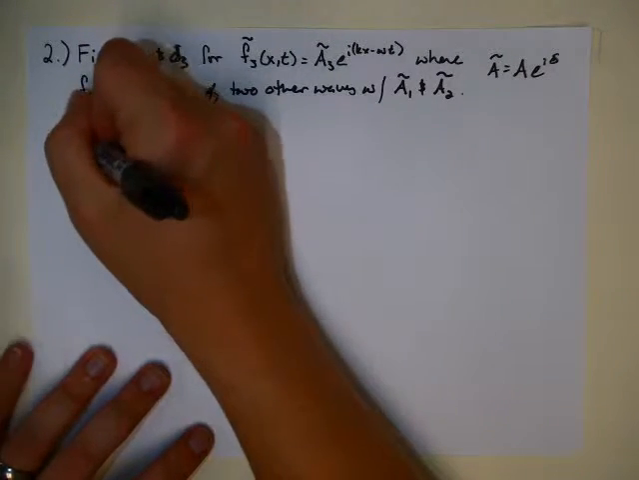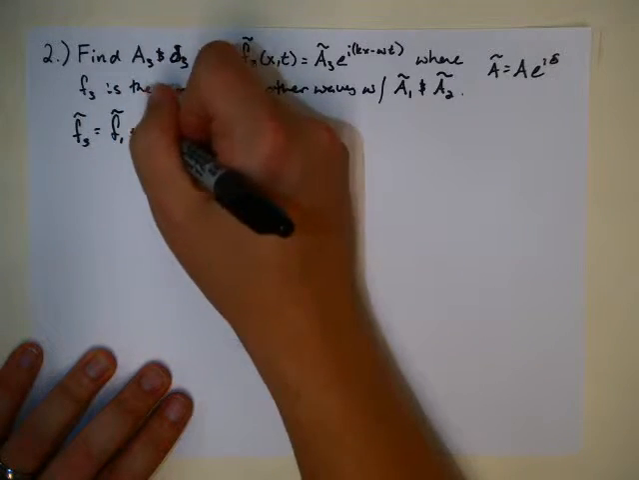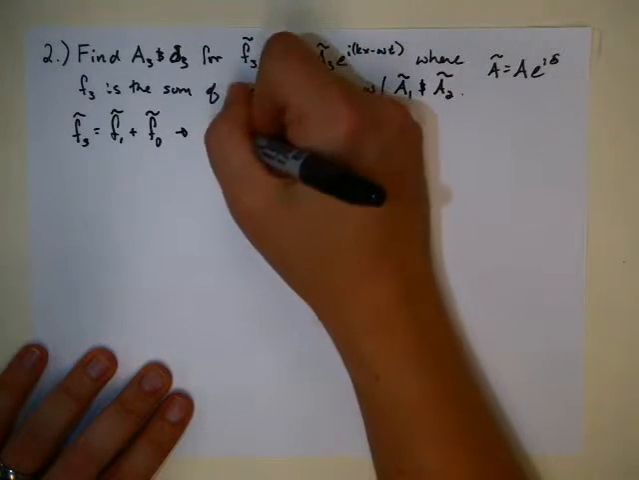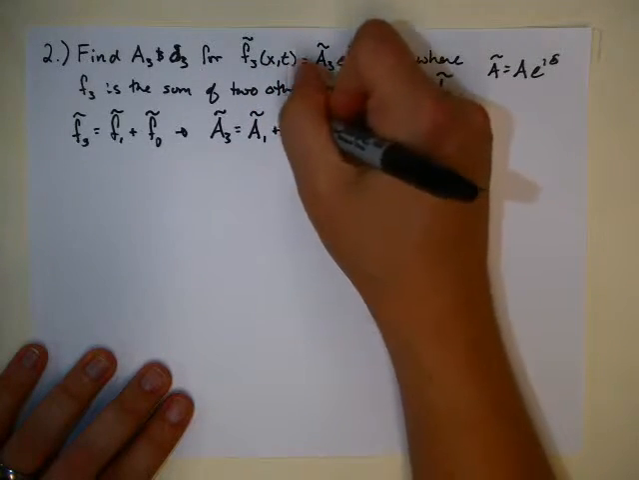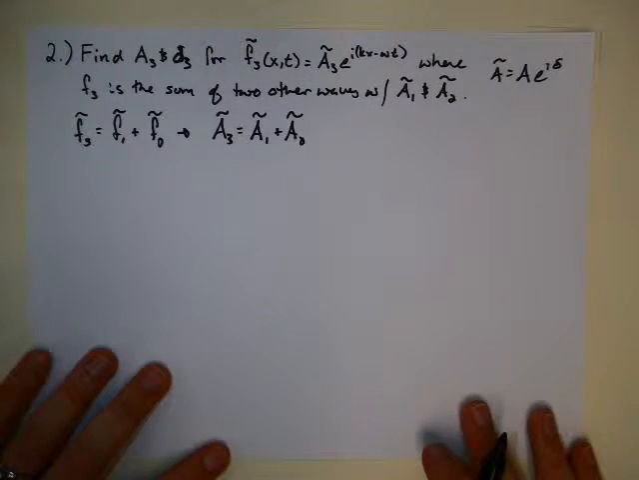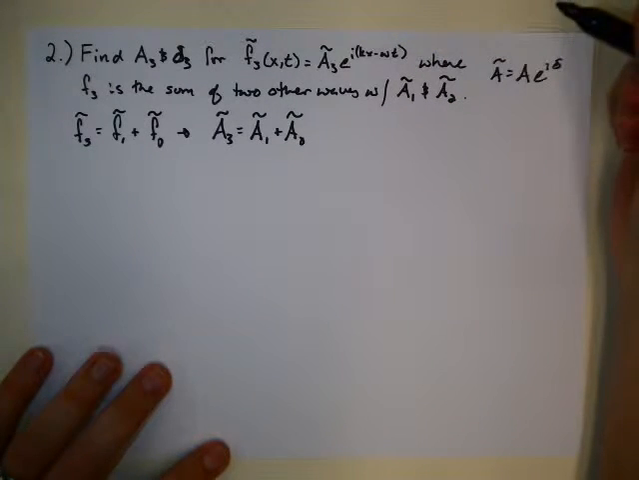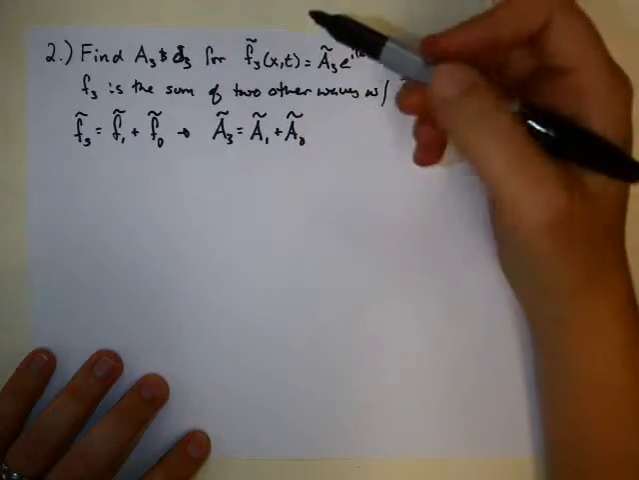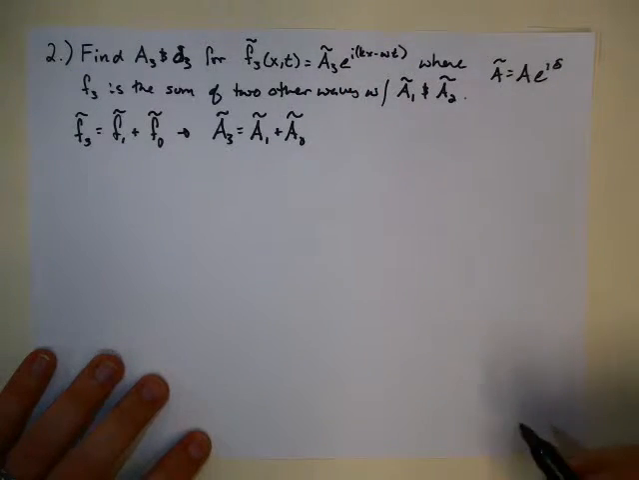So if we state that F3 complex is equal to F1 complex plus F2 complex, obviously I can factor out this exponential, and this just says that A3 is equal to A1 complex plus A2 complex. And now we have to figure out how to find the real components A3 and delta 3 in terms of the real components A1, delta 1 and A2, delta 2. This isn't too bad.